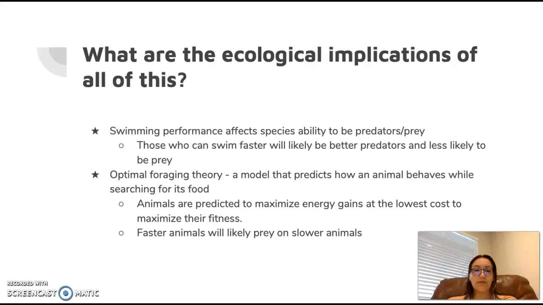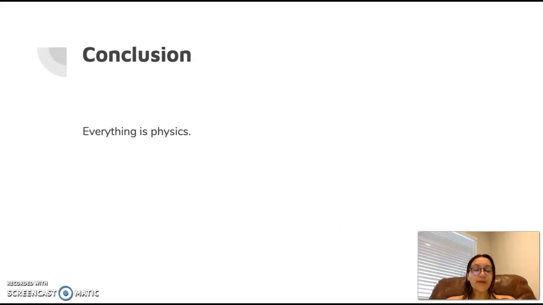So it is important to know how fast a specific species can swim in order to better understand its relationship with the environment. So in conclusion, everything is physics.